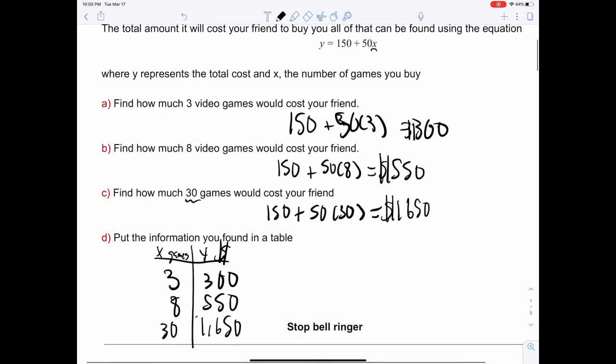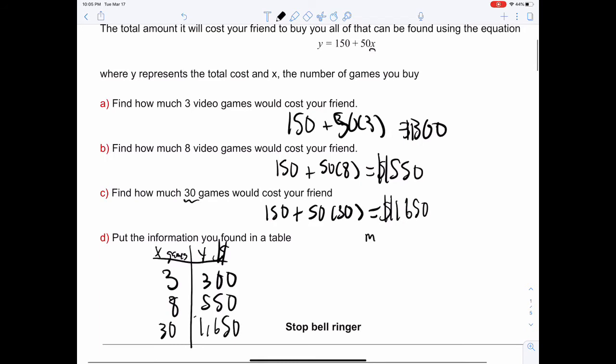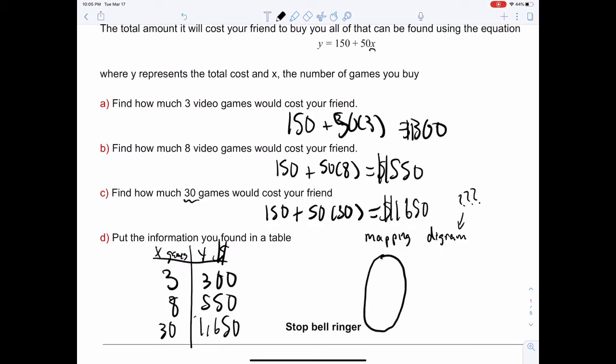We put the information in a table, so this is your work that you should be having on your paper. I also want you to add this mapping diagram representation of information. So what is that? It's just another way to represent info. So what we're going to do is we're going to draw 2 ovals. These are our inputs, what we put into our function. This is our output, what we got out.